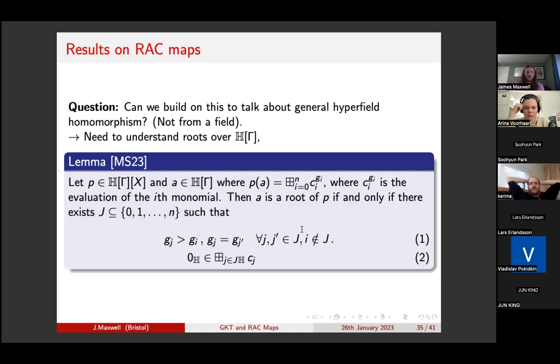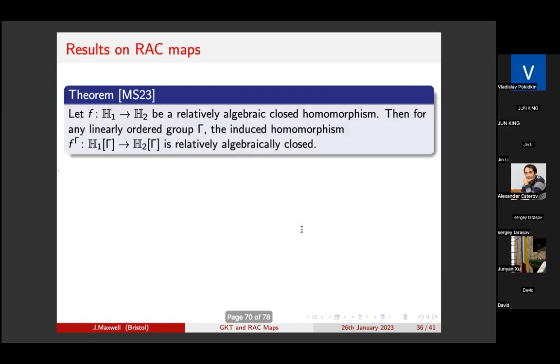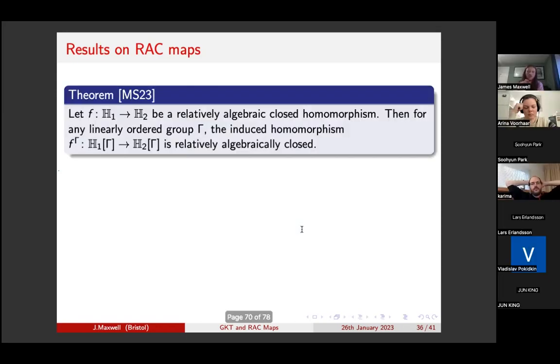Again, I won't go into detail too much, because the point is that we were able to classify or understand how roots, or when roots occur over these tropical extensions, in a similar way to how they're understood over the tropical hyperfield. Using this result, we're able to come up with this nice class of relatively algebraically closed homomorphisms.